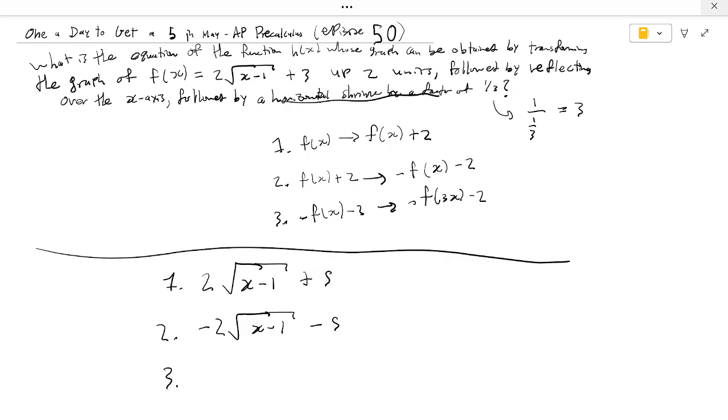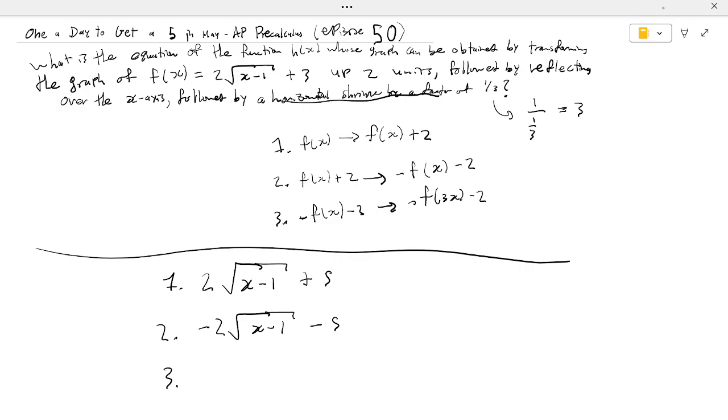Whenever you see a horizontal dilation, that just means whatever x is, you're replacing x with some constant times x, right? It's actually going to be the reciprocal, 1 over your factor times x. So if it's getting horizontally dilated by a factor of 2, you're going to replace it with 1/2 x. So x goes to 1/2 x. That's how I like to think about it.